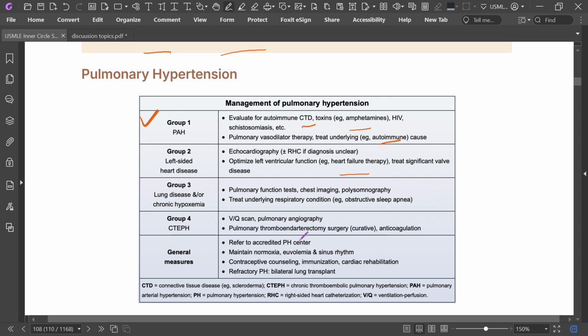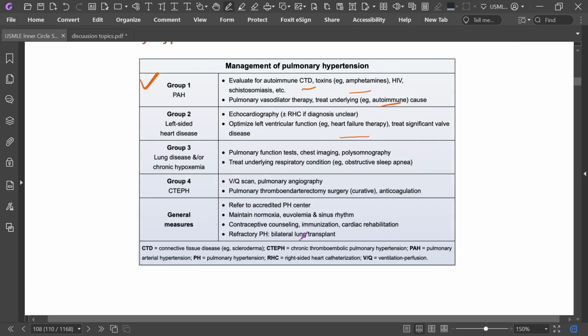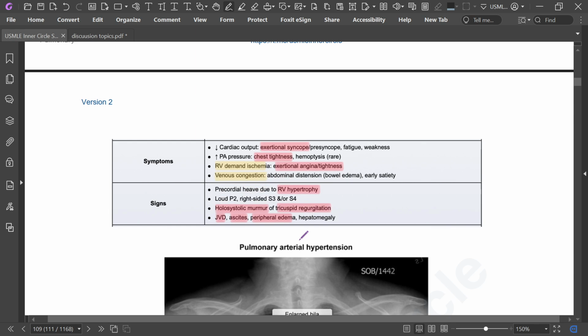Maintain normoxia, euvolemia, and sinus rhythm. Contraceptive counseling should be done. Immunization, cardiac rehabilitation, and for refractory pulmonary hypertension, bilateral lung transplant should be done. Symptoms: decreased cardiac output with exertional symptoms, increased pulmonary arterial pressure with chest tightness, right ventricular demand ischemia with exertional tightness, and venous congestion with abdominal distension, bowel edema, early satiety.